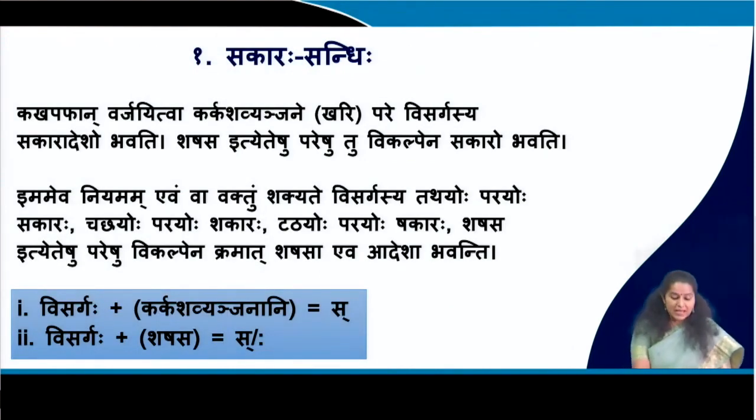Atra kim vadati? Ka kha pa phan varjayitva karkasha vyanjane khari pare visargasya sakaradesho bhavati. So in the karkasha vyanjanani, which are the first and second letters plus the ushmanas, without taking into consideration the ka, kha, pa, pha, for all the rest of it, you will have to replace the visarga with the sakaradeshaha. And then it says sha, sha, sa ityeteshu pareshu tu vikalpena sakaro bhavati. So by an option, you can leave it as a sakara there.